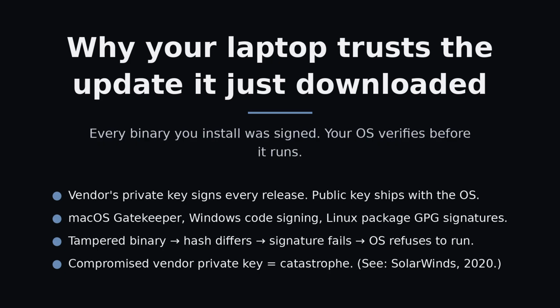The SolarWinds attack in 2020 was exactly this. Attackers got into the SolarWinds build pipeline and slipped malware into a legitimate Orion software update. Because the malicious build was signed with the real SolarWinds private key, 18,000 organizations downloaded it through normal update channels, and their own operating systems happily verified the signature and ran it. The math worked perfectly. The trust model failed because the key got stolen.